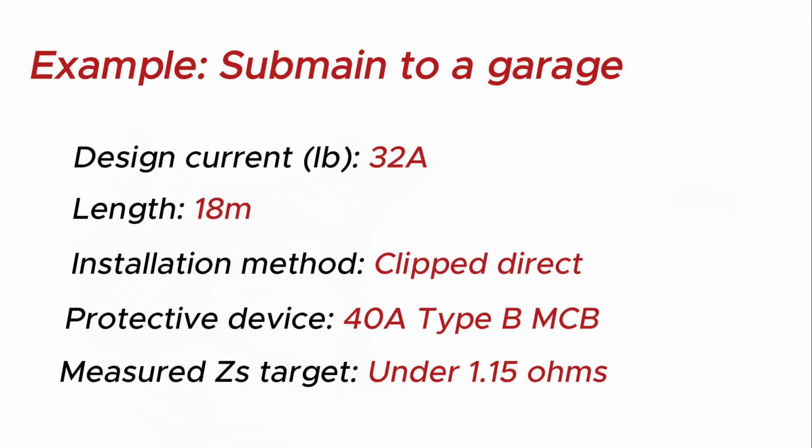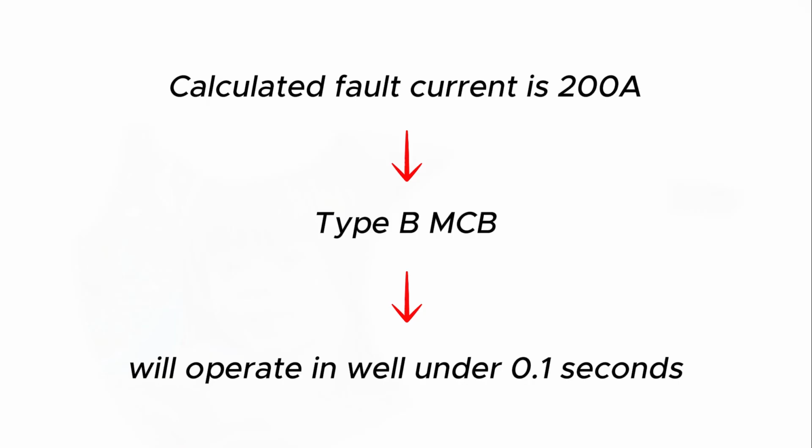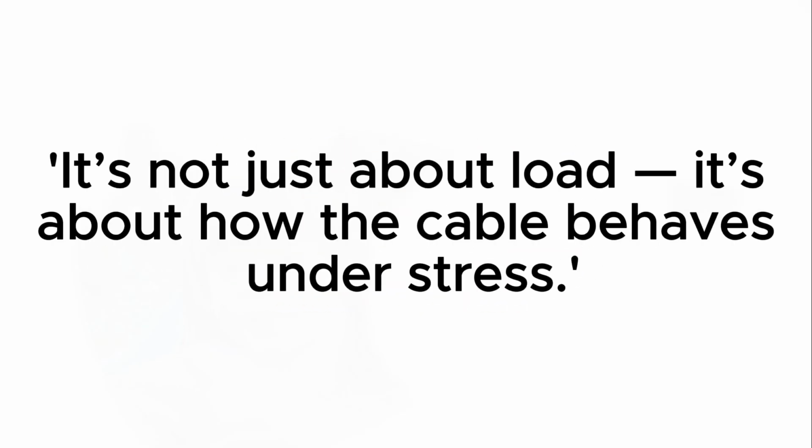Voltage drop is low because it's a short run, but let's check the fault withstand. If the calculated fault current is 200 amps, that type B MCB will probably operate in well under 0.1 seconds, well within limits, so the cable is suitable. See? It's not just about load, it's about how the cable behaves under stress.